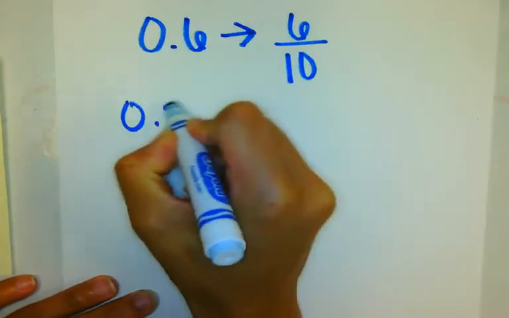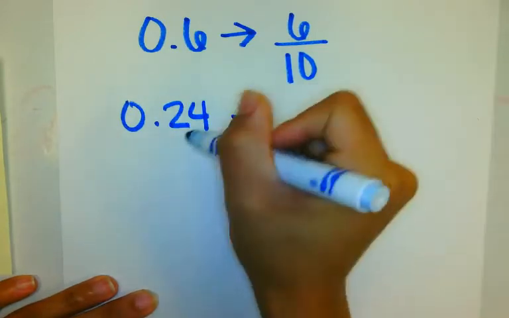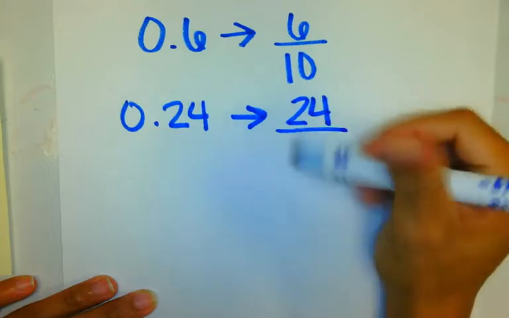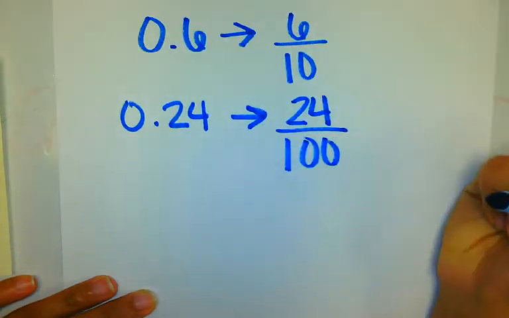If you had 0.24, well, that's in the hundredths spot. It's also 2 places behind the decimal, so that means I'm going to add 2 zeros.